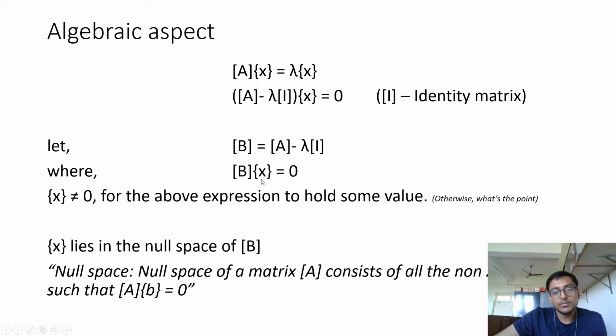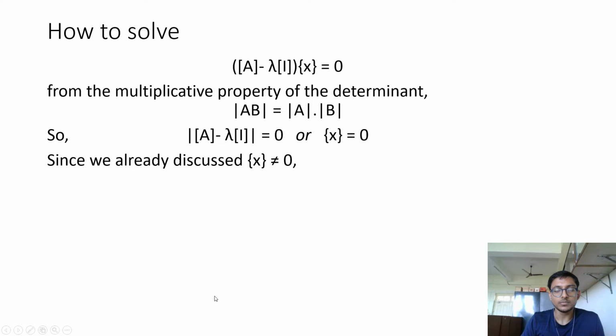Now, for this to be true, x has to be in the null space of B. So what is null space? The null space of a matrix A consists of all non-zero vectors B such that A times B is 0. Now, how do we get these eigenvectors and eigenvalues?